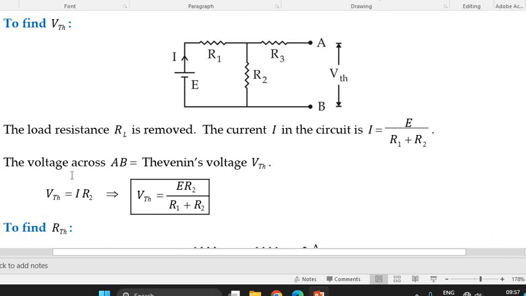So by substituting the formula for current I, I is nothing but E divided by R1 plus R2. So V Thevenin becomes E R2 divided by R1 plus R2.